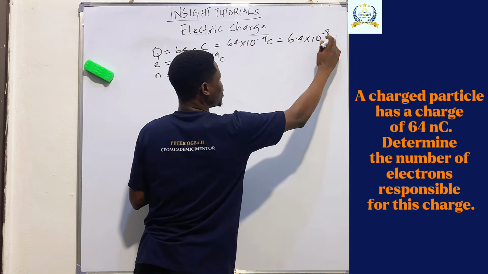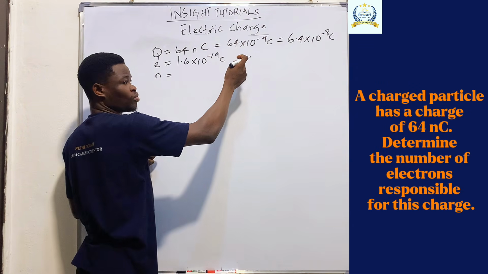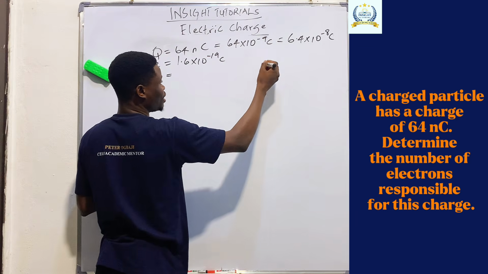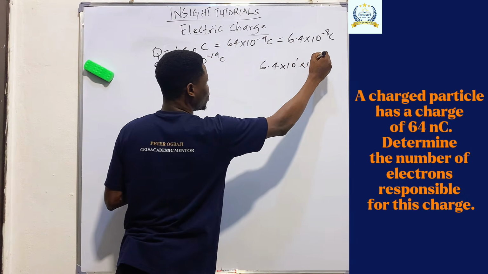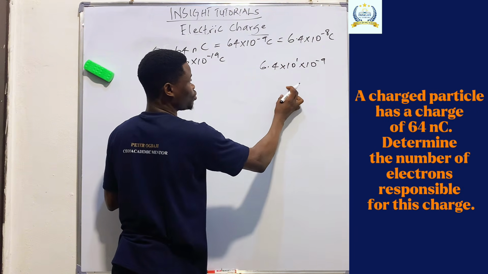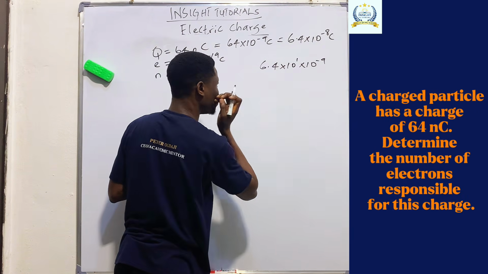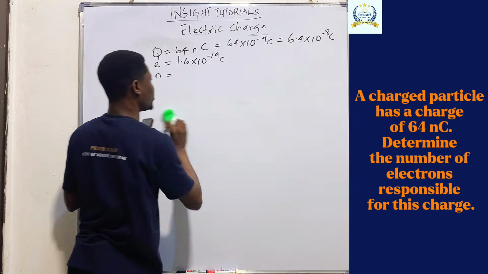Because if we are to write this in standard form, if we move this one place, it's going to be more like writing 6.4 times 10 raised to the power of 1 times 10 raised to the power of minus 9. And so if you do this multiplication, you're going to have this reduced to negative 8. So that's why it's like that.